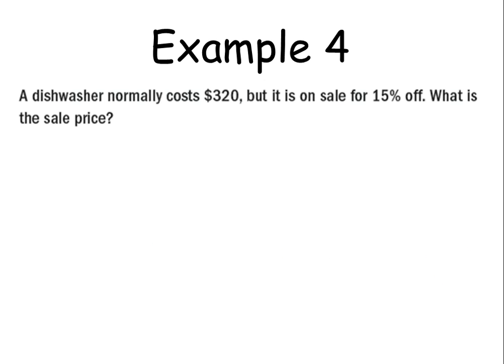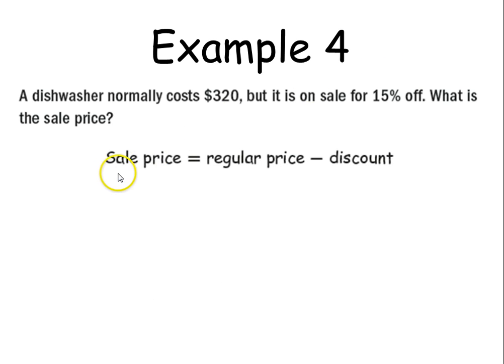Another example, similar kind of idea here. We have a dishwasher that's normally $320, but it's on sale for 15% off. So now we're dealing with a sale, and we want to find what the sale price is. Well, it's regularly $320, and it's 15% off. So the question that we have to ask ourselves first is, what is 15% of $320? And we also have to make note that the sale price is the regular price minus the discount. So when you get a discount on things, a sale price, you're taking away. It's going to be less than the $320 or the normal cost. So we have to find out what this discount is.